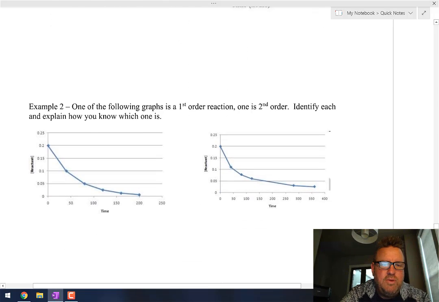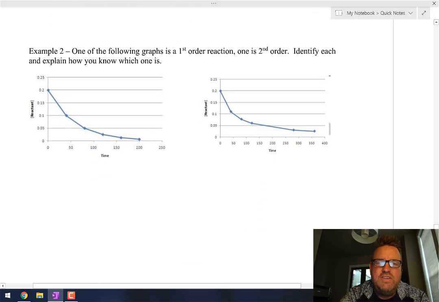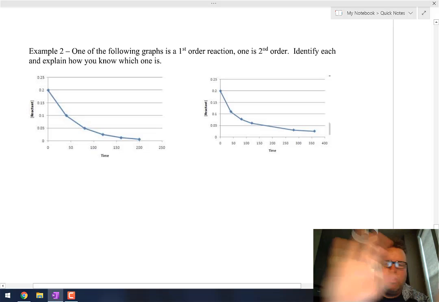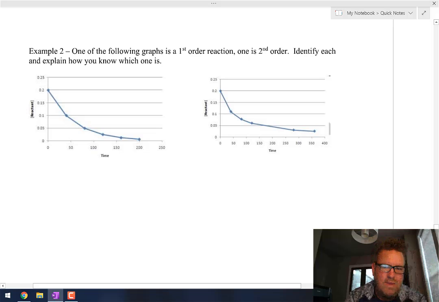Okay, example number 2. One of the following graphs is a first order reaction and one is second order. Again, we haven't learned anything about second order, so who cares about them? Identify each and explain how you know which one is. So all we're looking for here is which is the one that's first order. So we're trying to find a constant half-life. So how long to go from 0.2 to 0.1? Again, I think we've seen this one already. About 40, and then 80, and then 120.